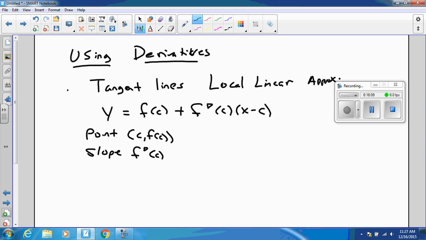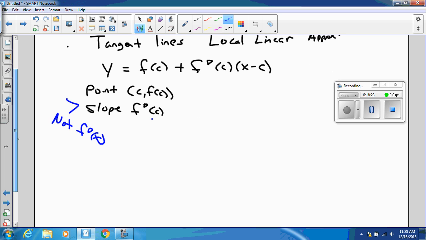Here's where a lot of students will screw up. So I want you to watch this carefully. Notice that my slope is not f prime of x. It is f prime of c, f prime at the point of tangent.